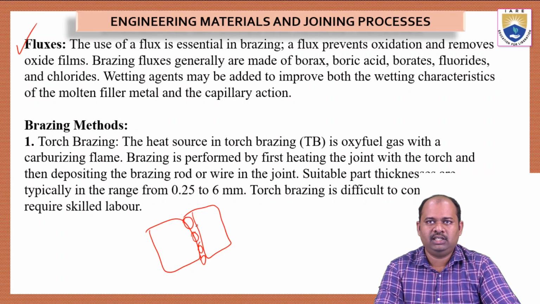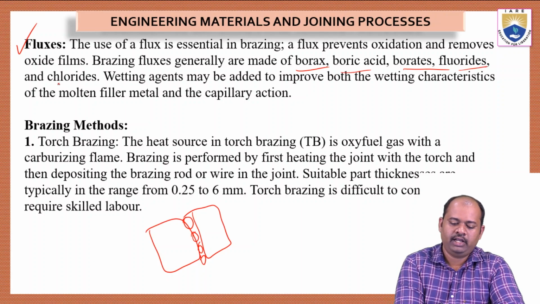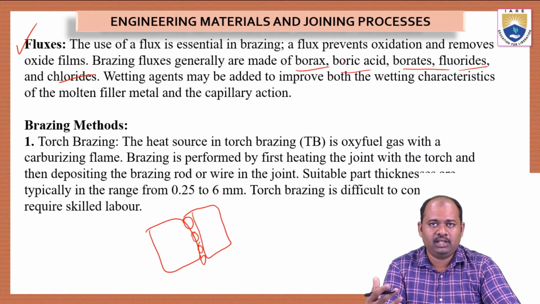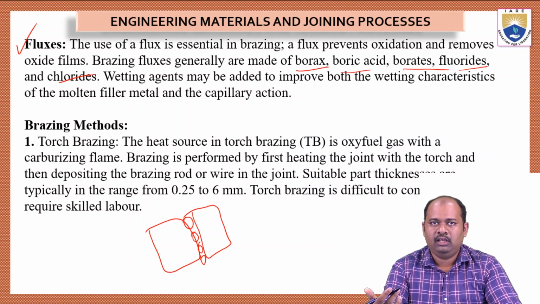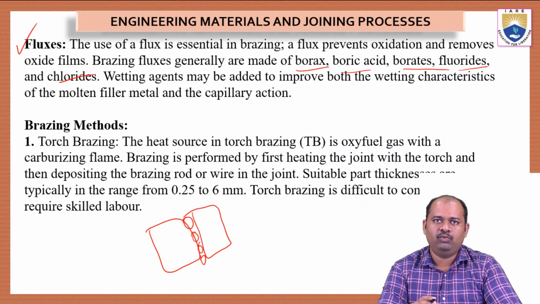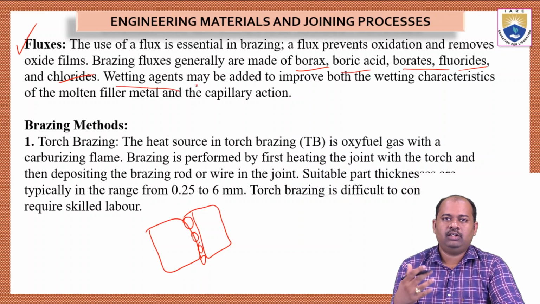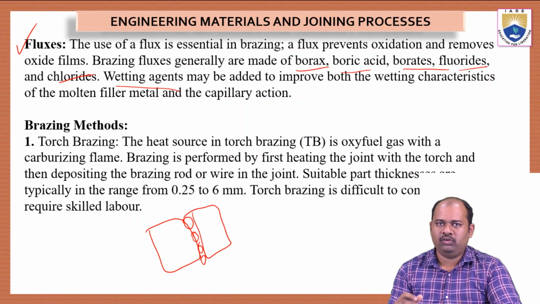Brazing fluxes are generally made up of borax, boric acid, borates, fluorides and chlorides. So these are all the fluxes which are used in brazing techniques. And wetting agents may be added to improve both the wetting characteristics of the molten filler metal and the capillary action. These are the agents applied on the freshly made joint to improve the capillary action. That means the molten metal will flow easily throughout the joint.